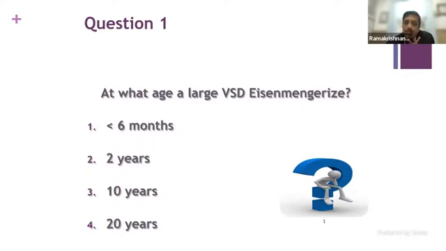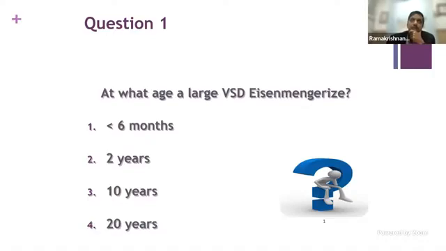Less than 6 months? Is it 2 years? Is it 10 years? Is it 20 years? Oftentimes, I get an answer saying that, okay, a large VSD, generally Eisenmengerization happens because most of the time patient becomes symptomatic because of Eisenmenger syndrome in second decade. So many will say that this is second decade where the large VSD will Eisenmengerize.